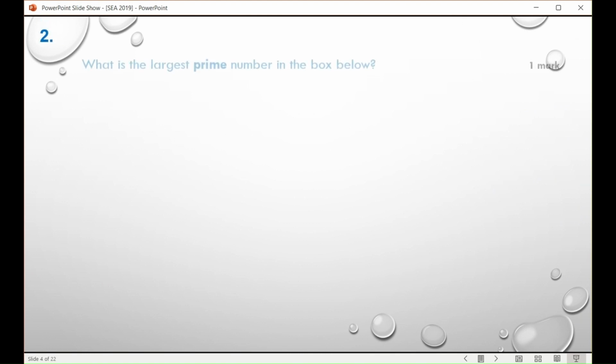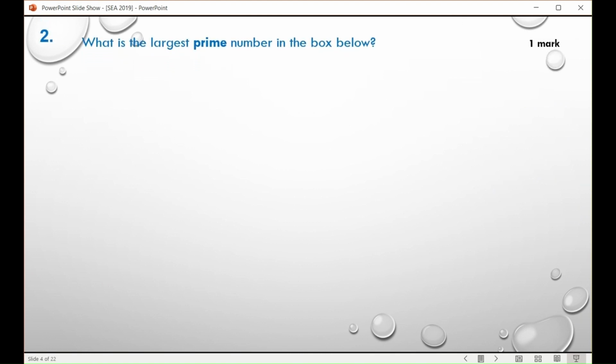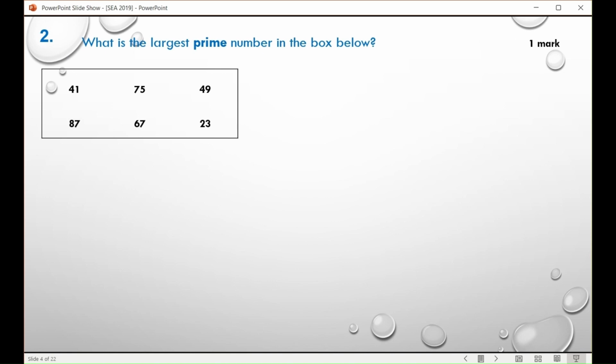Let's look at number 2. What is the largest prime number in the box below? And some of us can easily recall this because our teachers encourage us to memorize all the prime numbers. And they can say, well, the answer is 67. Because 75 is not a prime number, 87 is not a prime number.